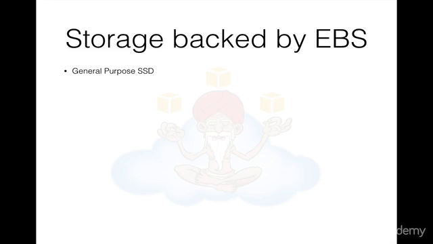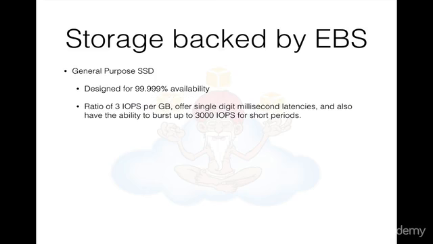Okay, so we'll just look at the different storage options for EBS. So we've got general purpose SSD. That's designed for 99.999% availability, so it's a 5.9 availability, and you do actually get this on the free tier. I believe it's up to 30 gigs currently at the time of recording. So we'll have a look at that in the next lecture where we create our EC2 instances. You get a ratio of 3 IOPS per gig, and it gives you single-digit millisecond latencies. And you also have the option to burst up to 3,000 IO for short periods.